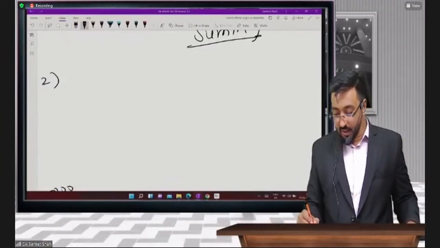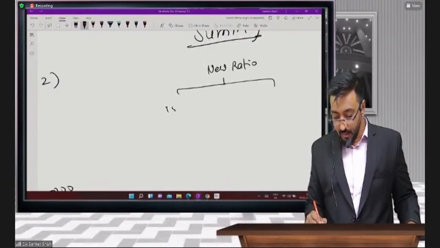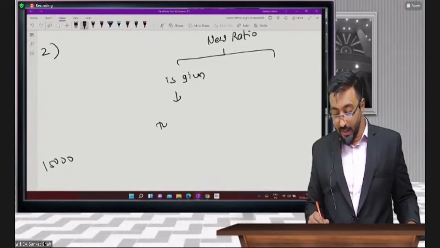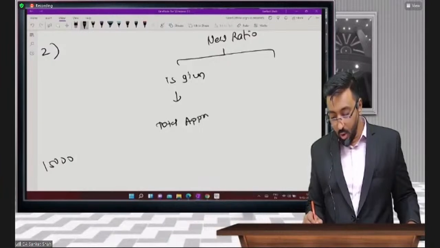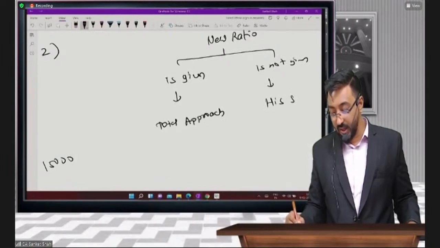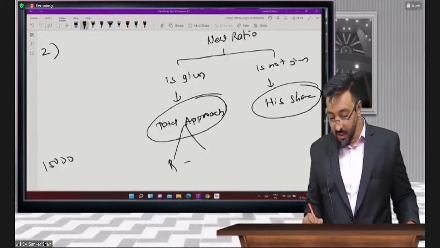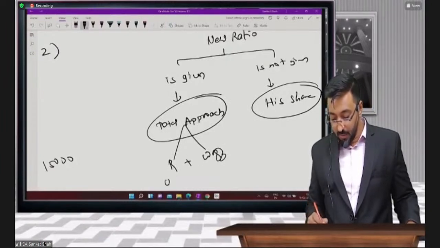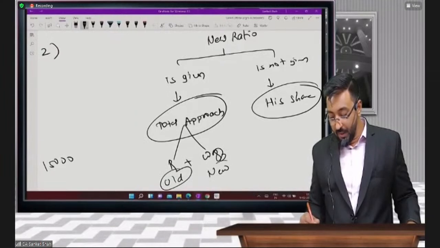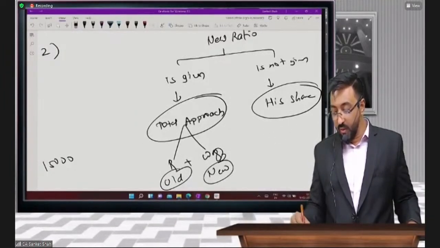So beta, what is the summary? If new ratio is given, Sanket sir says, go by total approach. If not given, go by his share approach. Total approach means raise plus write-off, raise in old, write-off in new. And his share will be divided in the sacrificing ratio. Here only one entry.